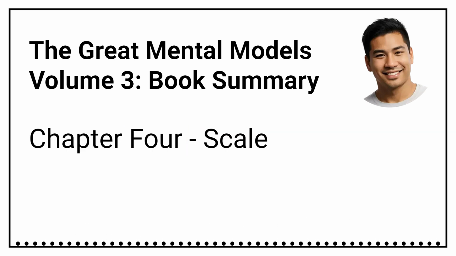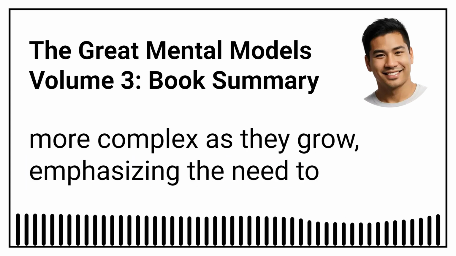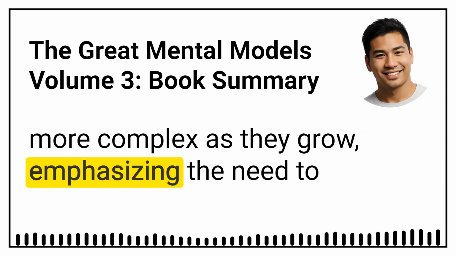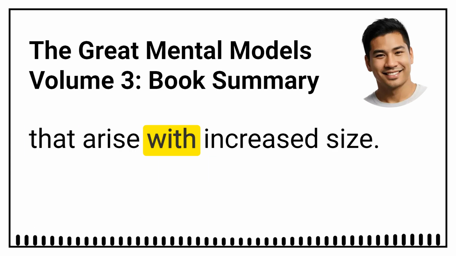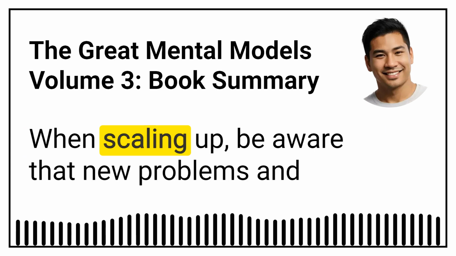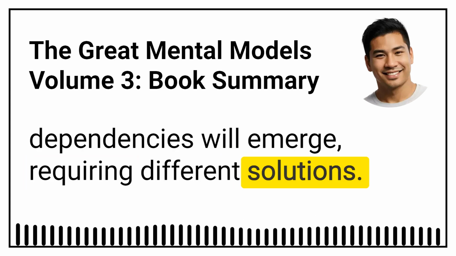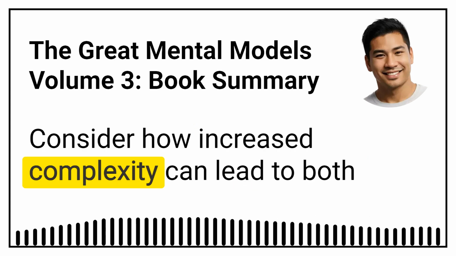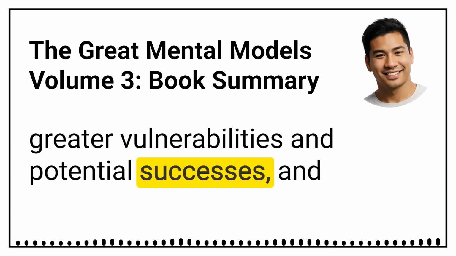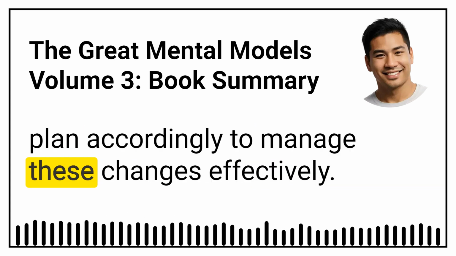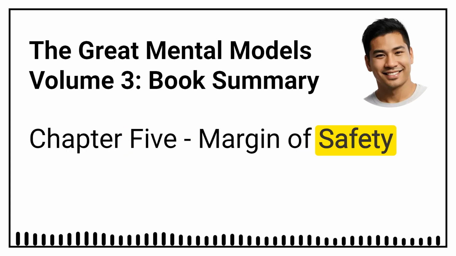Chapter 4. Scale. This chapter explores how systems change and become more complex as they grow, emphasizing the need to anticipate and manage new challenges and opportunities that arise with increased size. When scaling up, be aware that new problems and dependencies will emerge, requiring different solutions. Consider how increased complexity can lead to both greater vulnerabilities and potential successes, and plan accordingly to manage these changes effectively. Chapter 5. Margin of Safety.